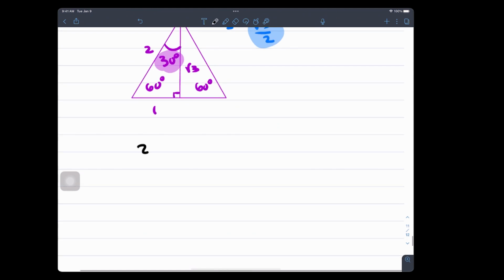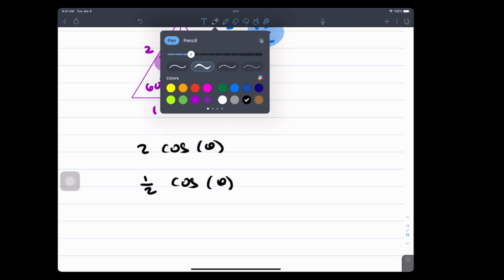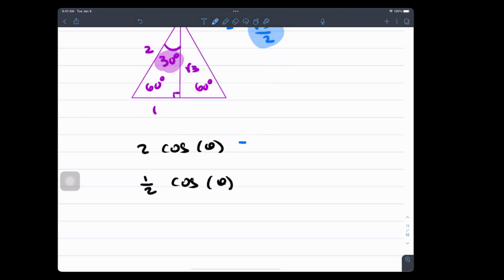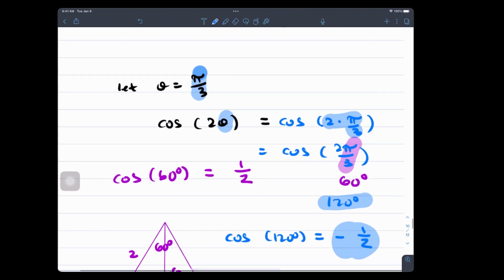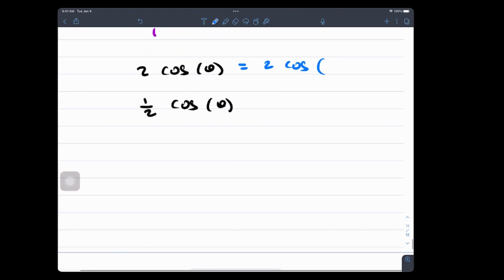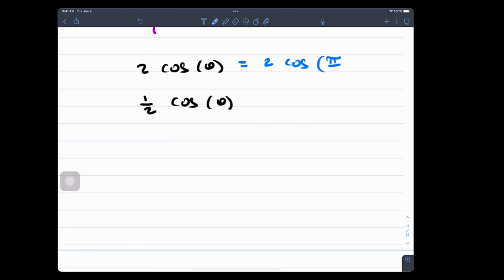Now, what if they said 2 cosine theta? And what is 1/2 cosine theta? Okay. What do we say theta was? What do they tell us about theta? Theta is going to be pi over 3? So we have to know what 2 cosine of pi over 3 is. And we also have to know what 1/2 cosine of pi over 3 is. Because they want us to let theta be pi over 3.